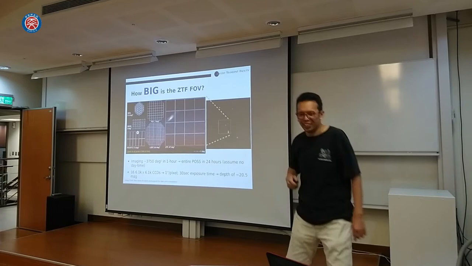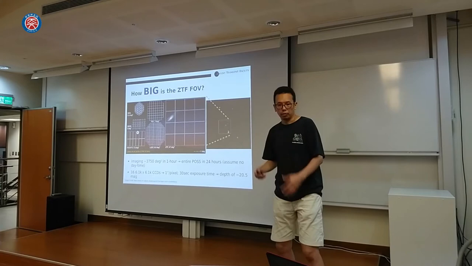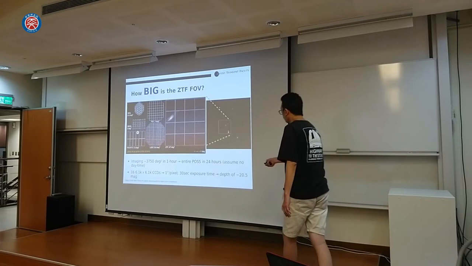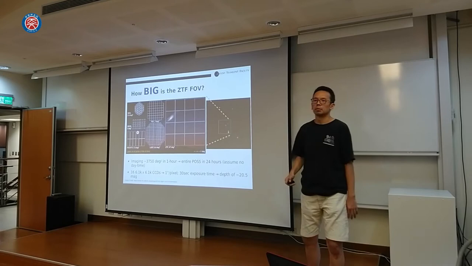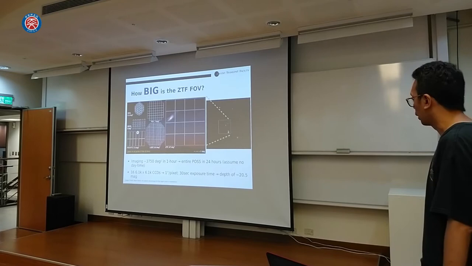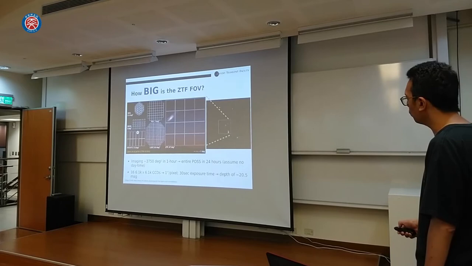Just some numbers. In one hour, ZTF can survey 3,750 square degrees of the sky. If you do not have a sense of how fast this is, remember the Pan-STARRS survey I mentioned before, it takes a couple of years to finish. Let's say we forget the sun, ZTF can do the whole survey in 24 hours. This is how powerful the new ZTF camera is. It's a 16 CCD, 6K camera, giving you 1 arcsecond resolution per pixel. Now the exposure time is reduced to half, and you still can reach a depth of about 20.5.